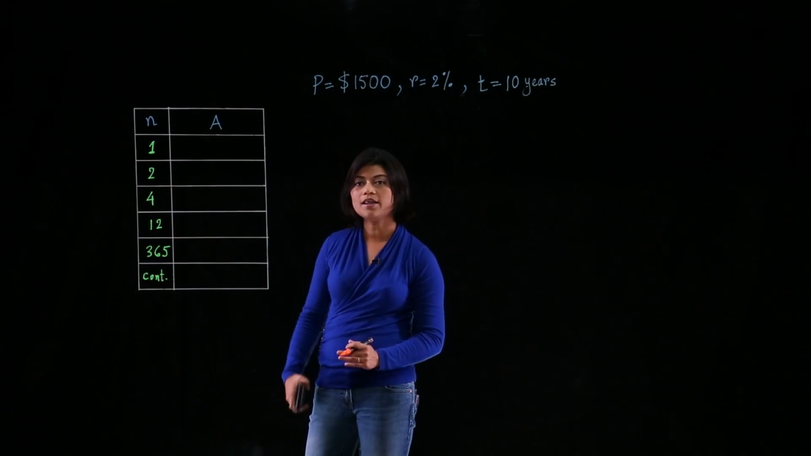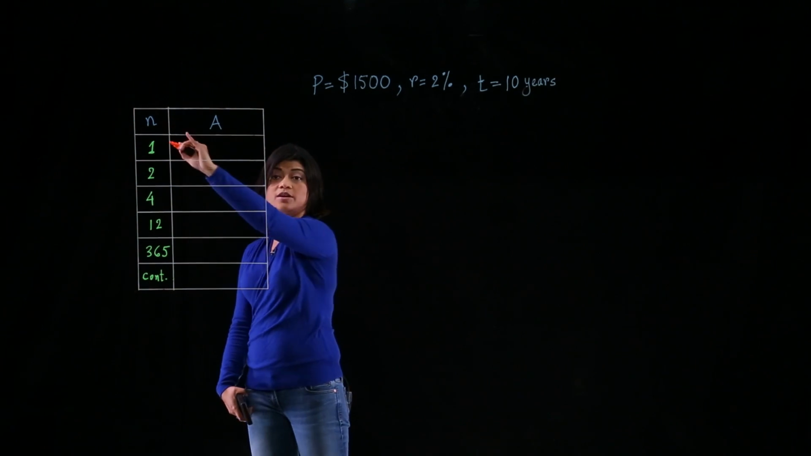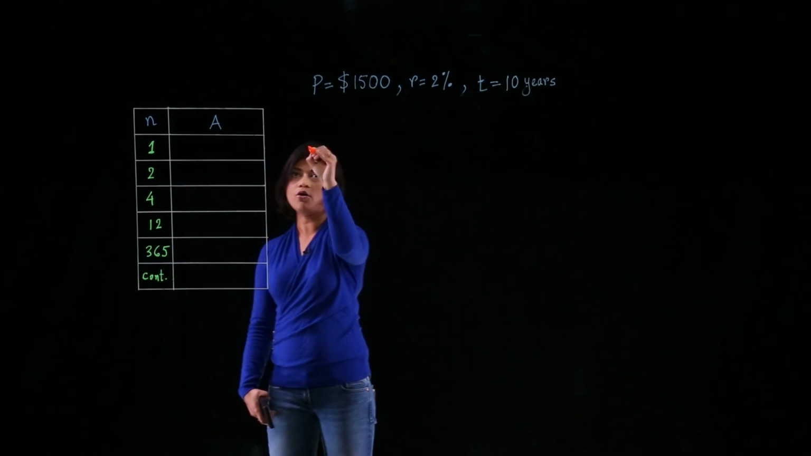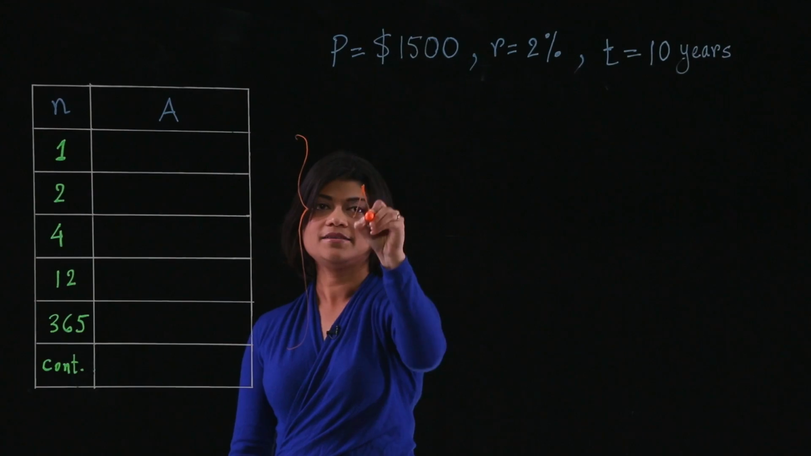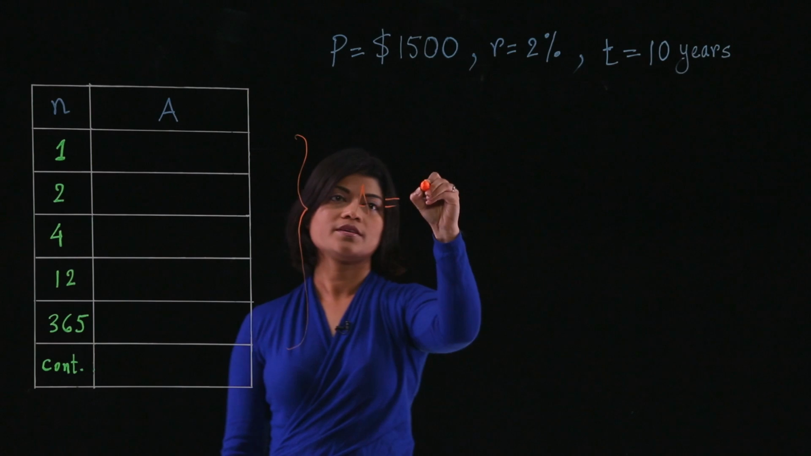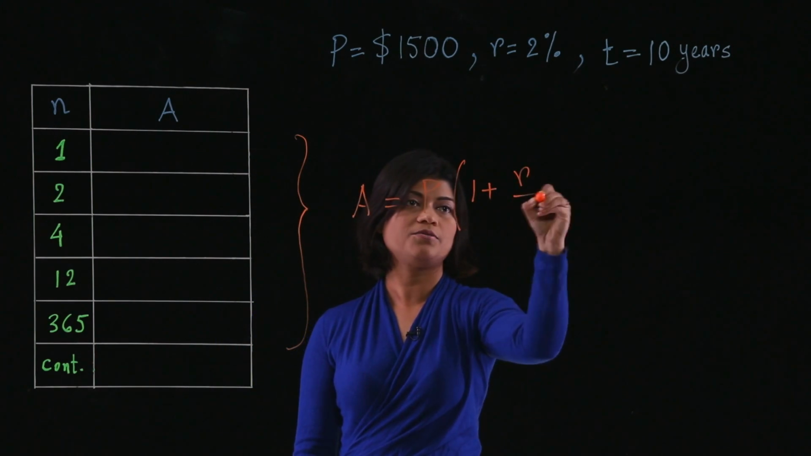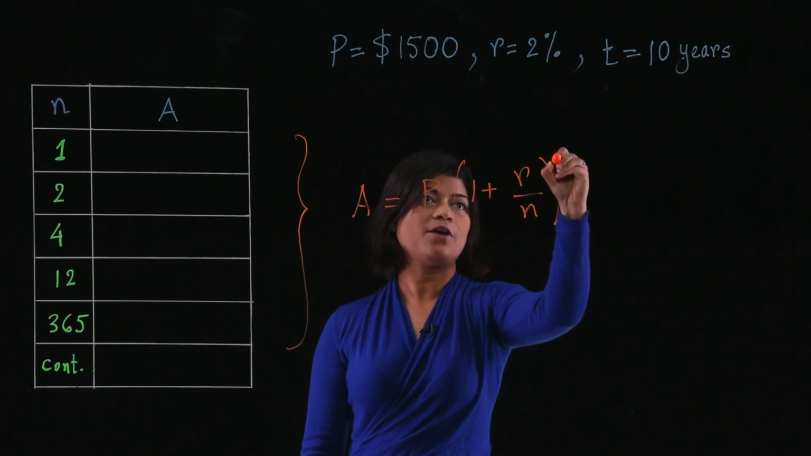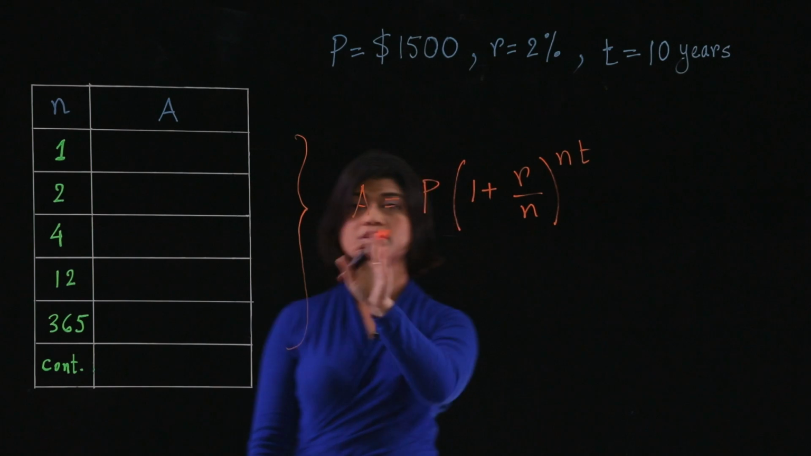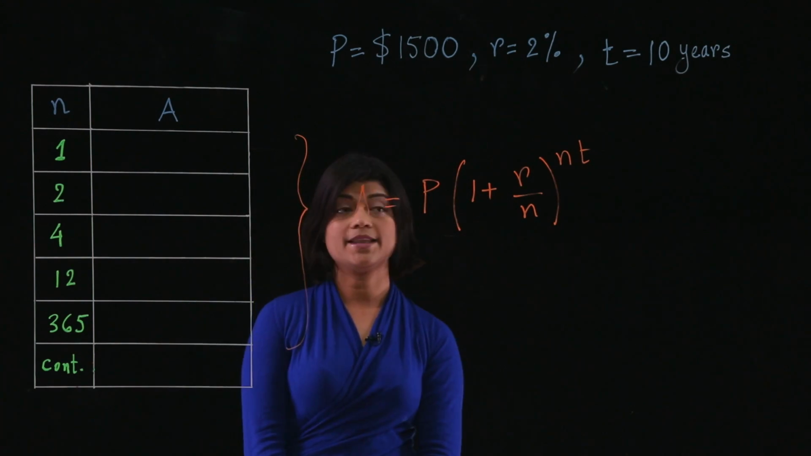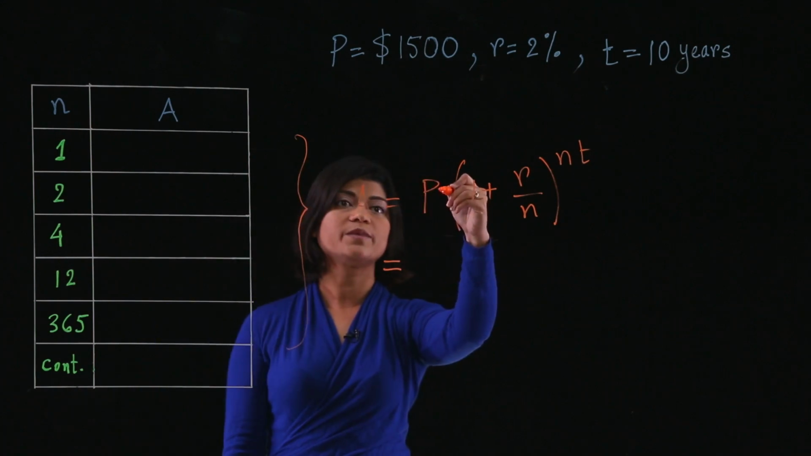So let's recall how to find balance. When you are compounding n times a year, so for all these values, A is equal to P times (1 plus R over n) to the power n times t. So this is the formula that we have to use to figure out what is the balance. Okay, so we know the values, so let's plug this in.